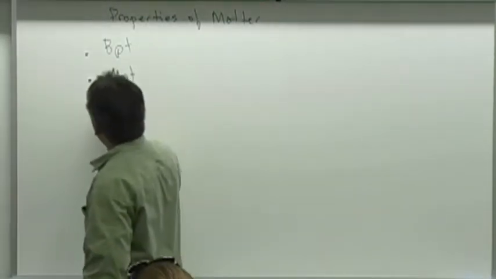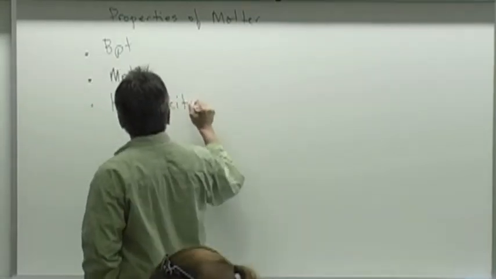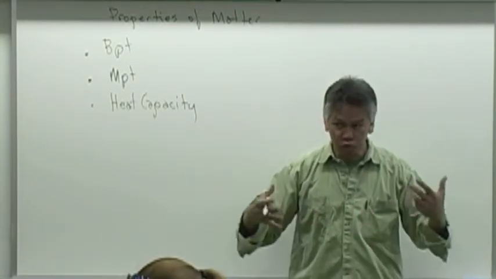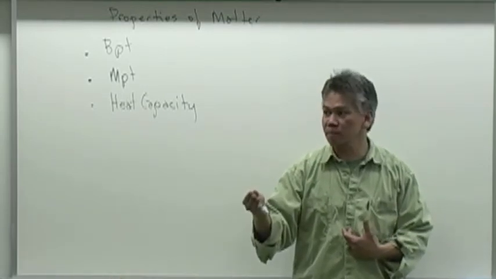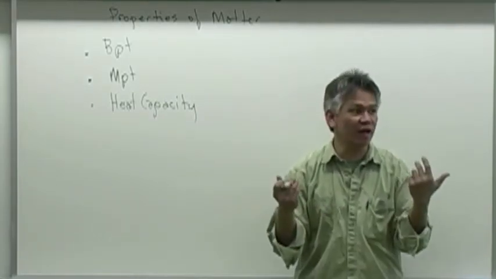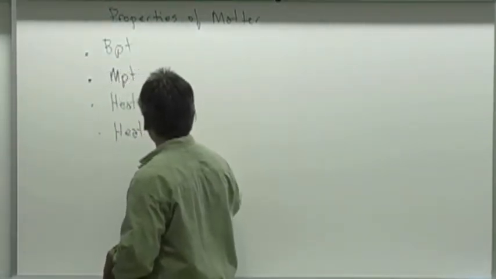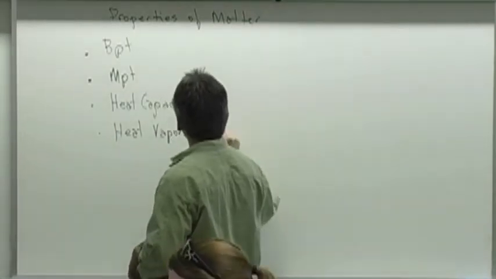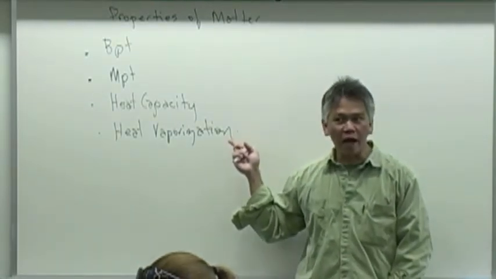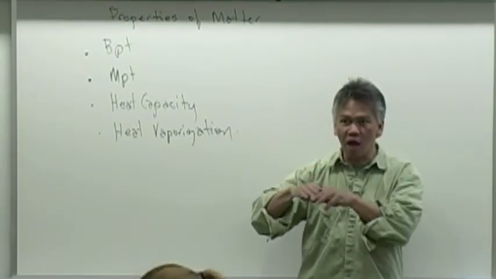Another property is heat capacity. The heat capacity is how much energy an object will hold, or absorb, before it undergoes a temperature change. So again, if it has very strong intermolecular force, the heat capacity is very high. There's something called heat of vaporization. The heat of vaporization is the heat that is required to get that particular object from the liquid to the gas.